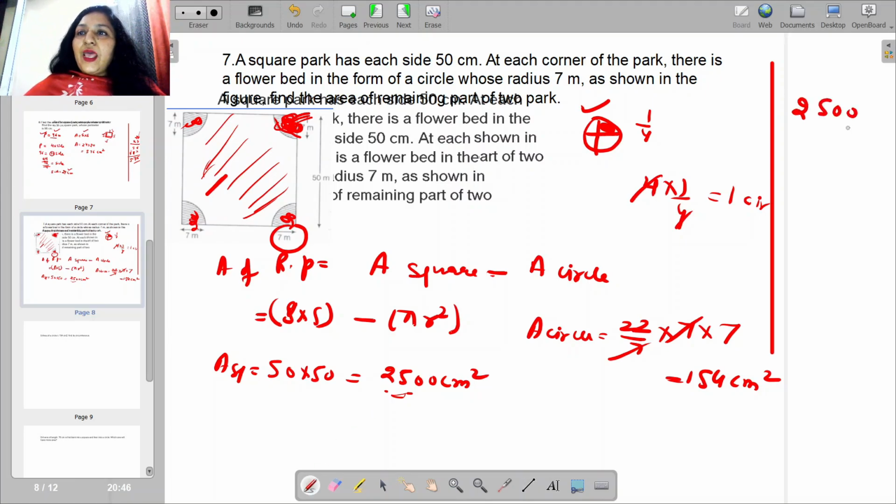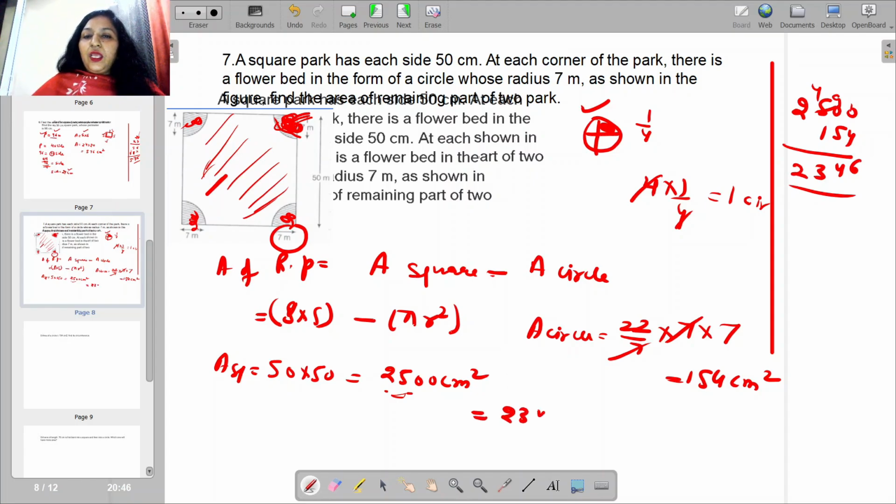Take your time and do the calculations properly. Okay, no need to panic for this answer. All right, this is 4, 9 and 10. 6, 4, 3 and 2. So your final answer after subtraction is 2346 centimeter square.